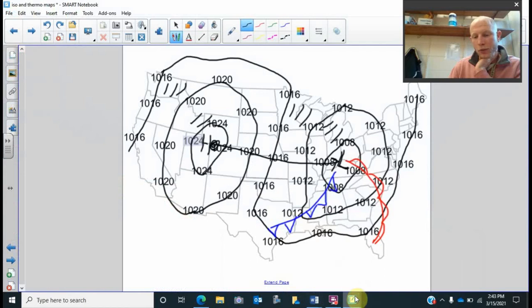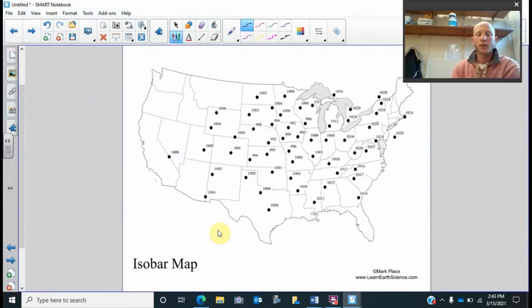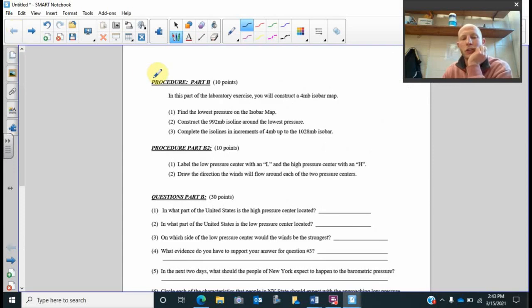So what you guys are going to be working on for homework is this right here. So you have an isobar map. So you'll have a low pressure region. 992 looks like the lowest one right here, and then the highest is 1028 over here in the New England area. So here's the questions. It says procedure part B. Find the lowest pressure on the isobar map. Did that for you. Construct a 992 iso line around the lowest pressure. Okay. Complete the iso lines in increments of 4 millibars up to 1028.